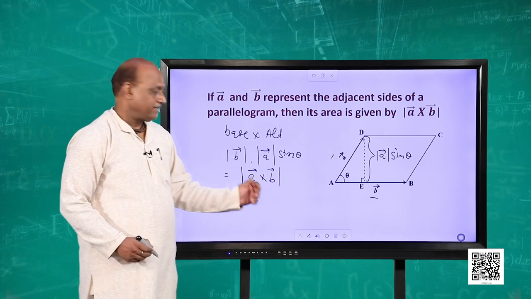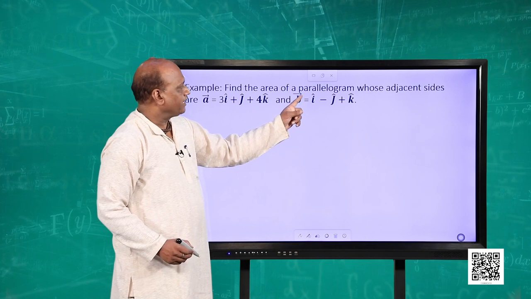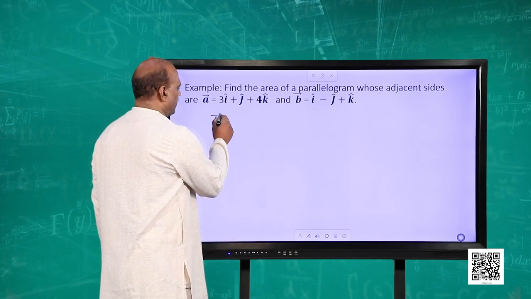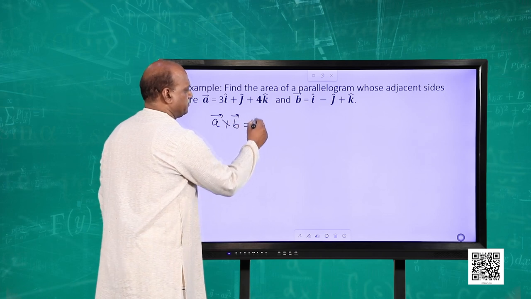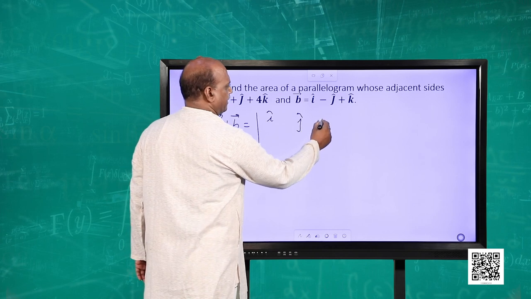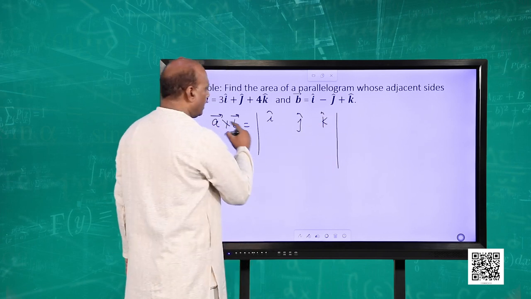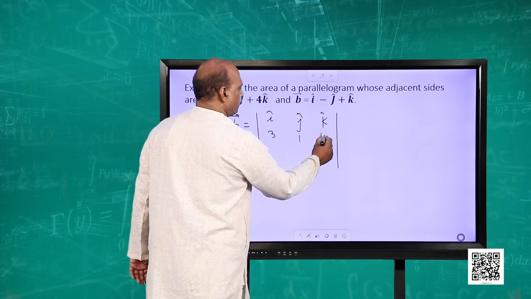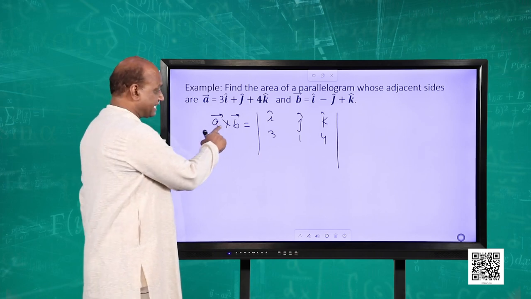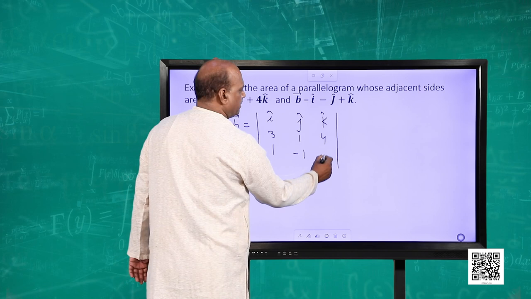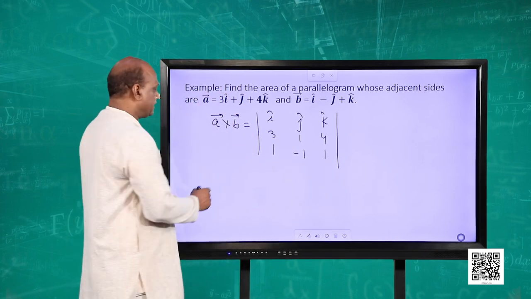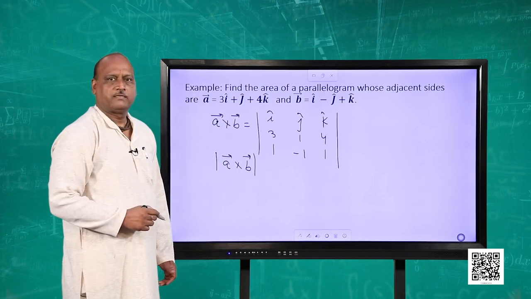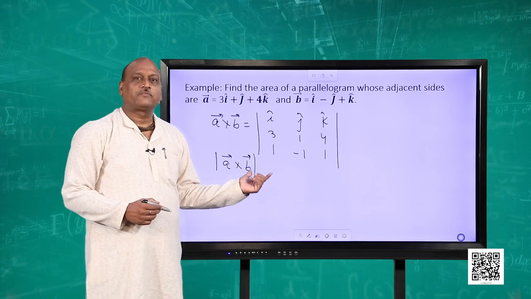Let's see one example. Find the area of a parallelogram whose adjacent sides are these. So, first of all, we find A cross B: I cap, J cap, K cap; second row, the scalar components of vector A, 3, 1, 4; third row, the scalar components of vector B, 1, minus 1 and 1. After that, we find the magnitude of A cross B, which finally gives the area of the parallelogram.